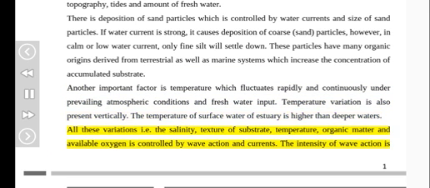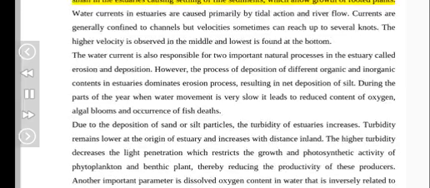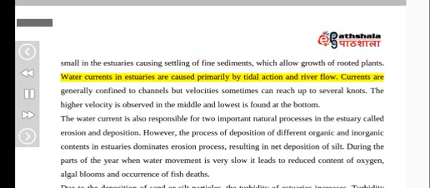All these variations, i.e. the salinity, texture of substrate, temperature, organic matter and available oxygen, are controlled by wave action and currents. The intensity of wave action is small in the estuaries, causing settling of fine sediments, which allow growth of rooted plants. Water currents in estuaries are caused primarily by tidal action and river flow. Currents are generally confined to channels, but velocities sometimes can reach up to several knots. The higher velocity is observed in the middle and lowest is found at the bottom.